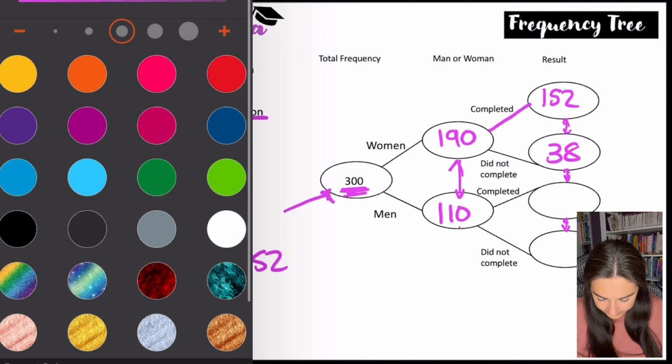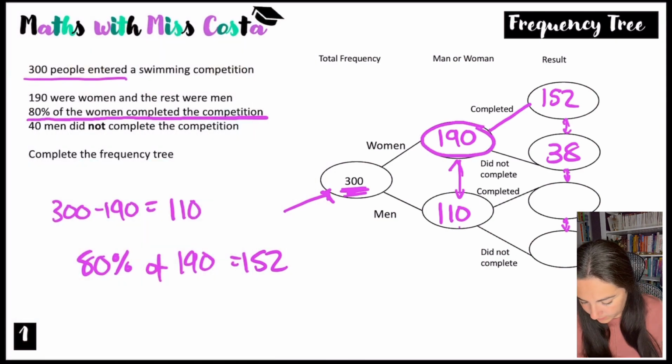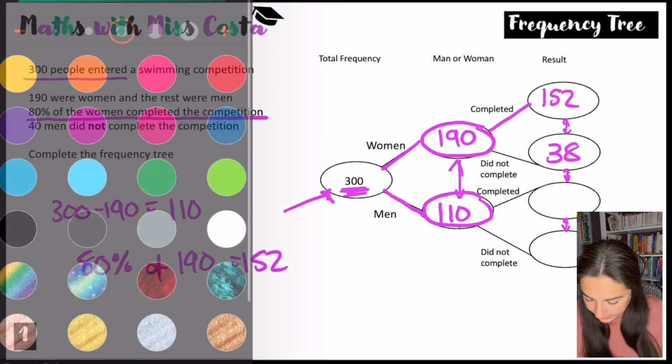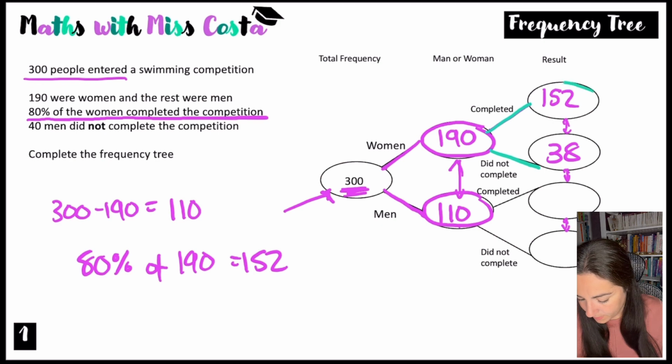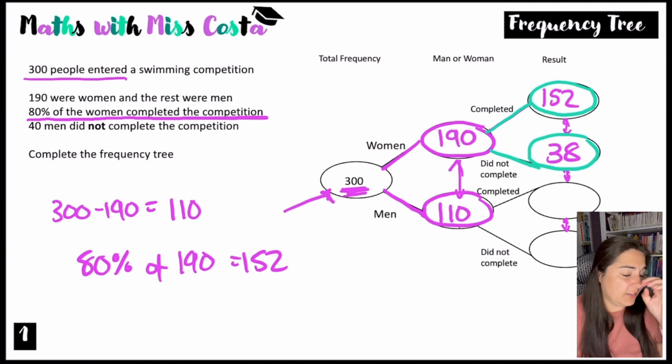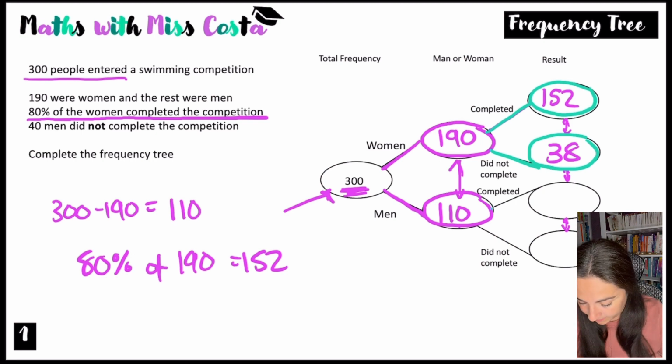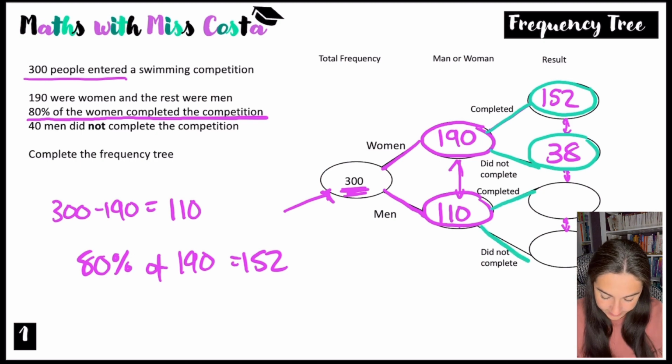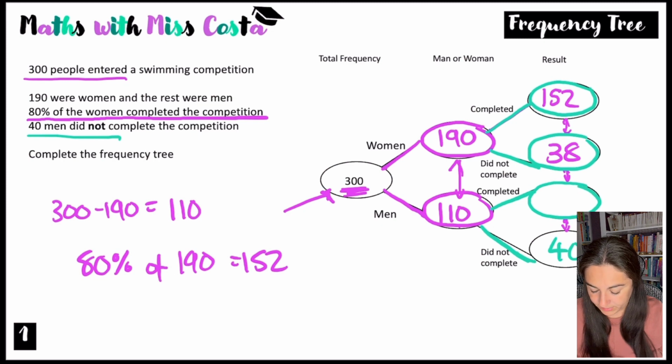So hopefully you can see that these 2 add to make 300, and these two here must add to make 190. So each branch, each little thing that branches off, needs to make up the thing before it. These two here are going to need to add up to make 110. Now we're told that 40 men did not complete the competition. So I know that 40 plus something adds up to make 110. So I could just do 110 take away 40, which is 70.